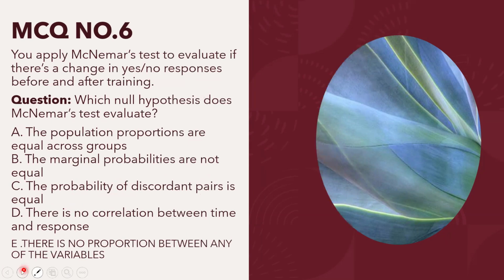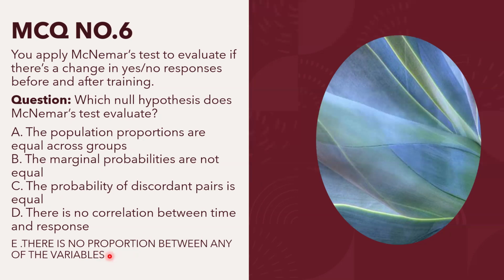MCQ number 6. You apply the McNemar test to evaluate if there's a change in yes or no response before and after training. So which null hypothesis does the McNemar test evaluate? The population proportions are equal across groups. The marginal probabilities are not equal. The probability of discordant pairs is equal. There is no correlation between time and response. There is no proportion between any of the variables.